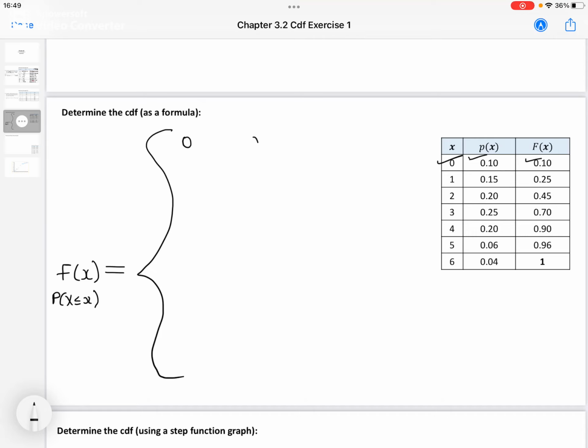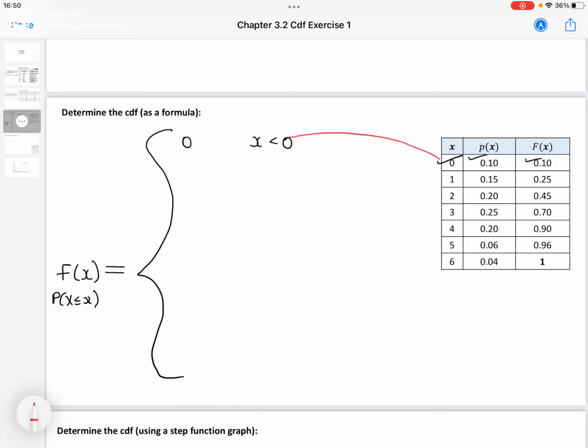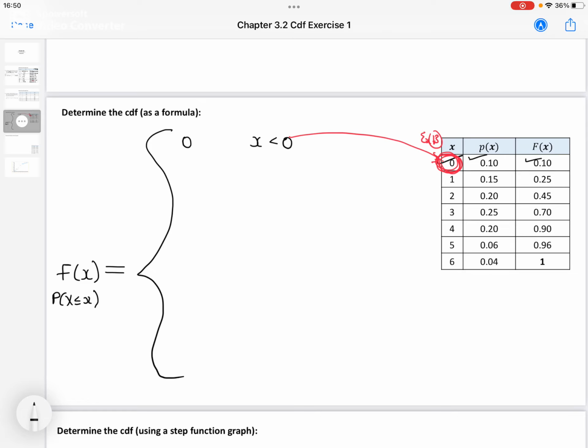So we'll say that if we have any x value that is less than the smallest possible value, in this case 0, the smallest possible value for exercise 13, then any x value that's less than this possible value will have a probability of 0. Remember, we're accumulating, we're adding on.